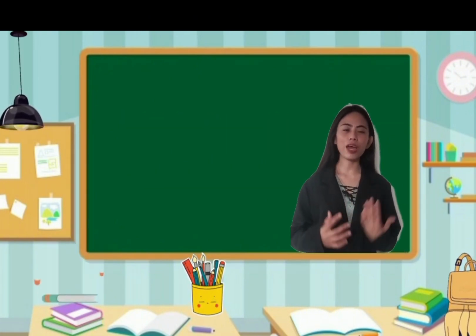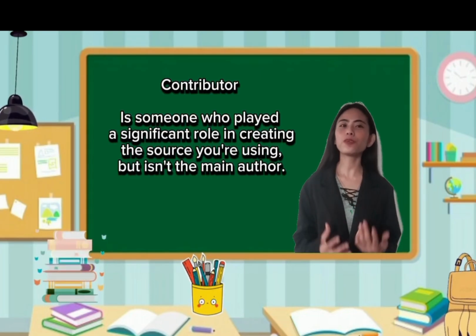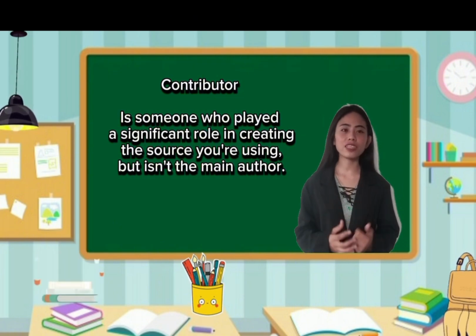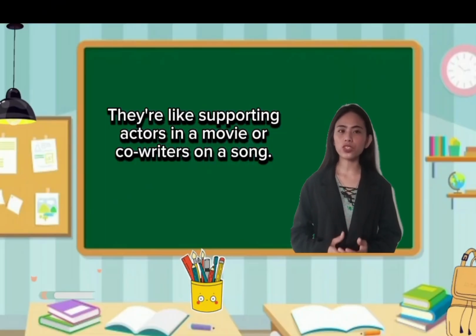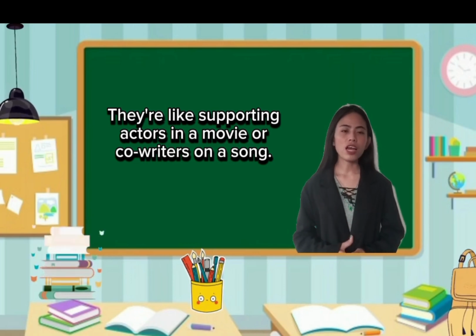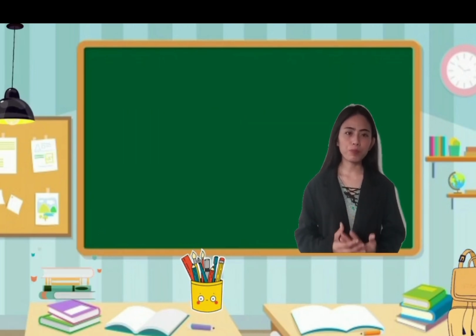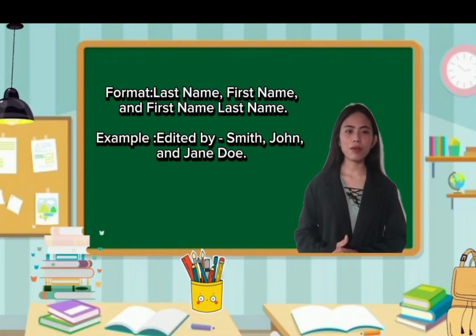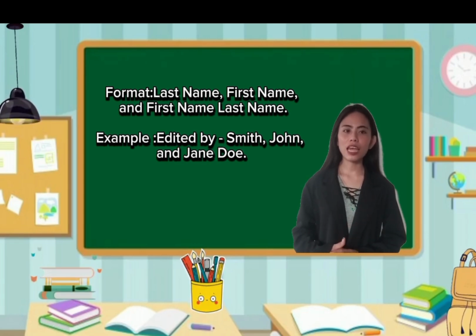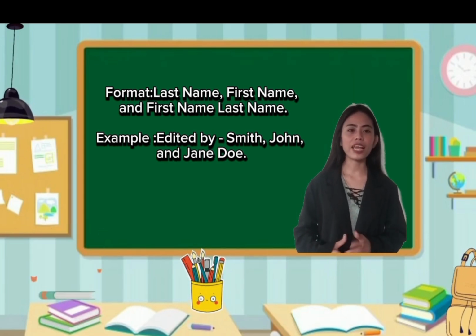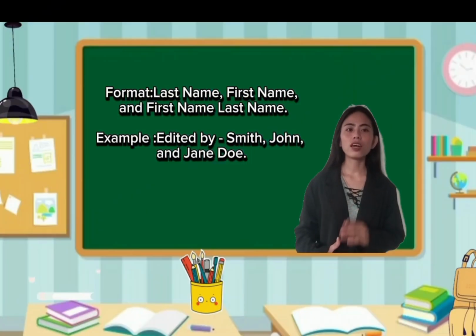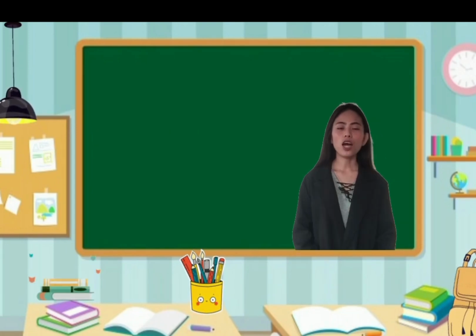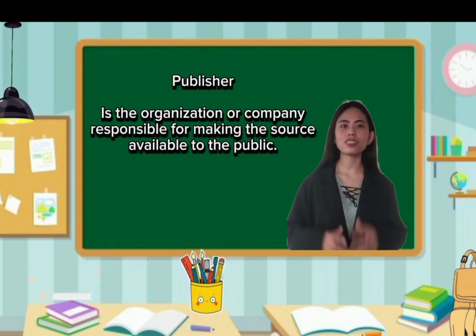The fourth element of MLA citation is a contributor. A contributor is someone who played a significant role in creating the source you're using, but isn't the main author. They're like supporting actors in a movie or co-writers in a song. For example, a contributor of a book. Format: last name, comma, first name, comma, and first name, last name of a second contributor. Example, edited by Smith, comma, John, comma, and Jane Dewey. Period.